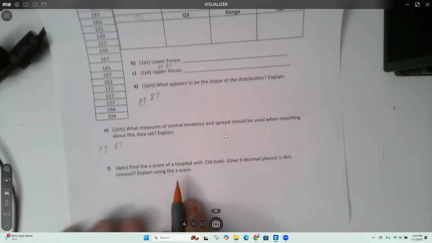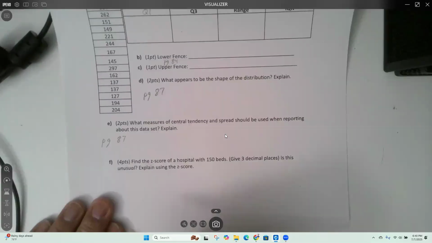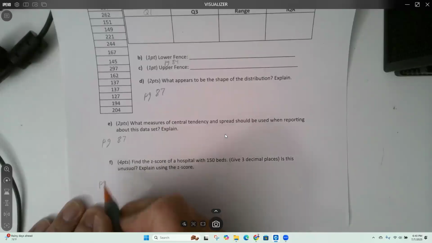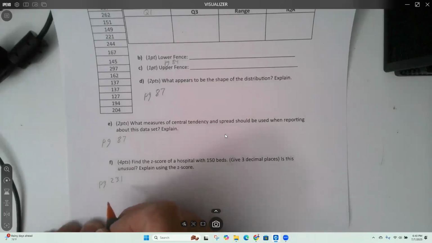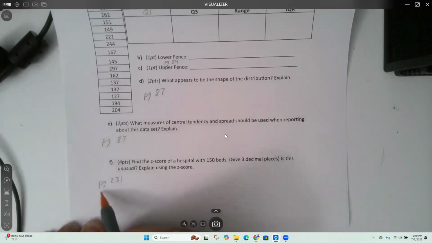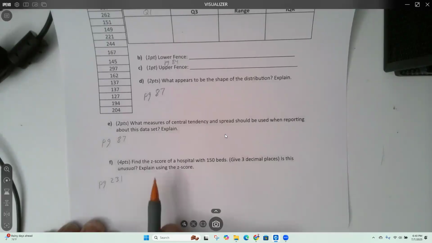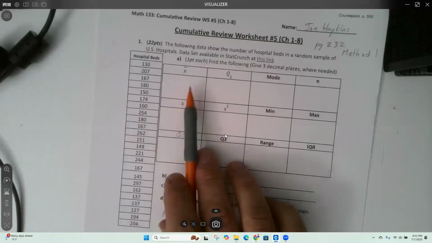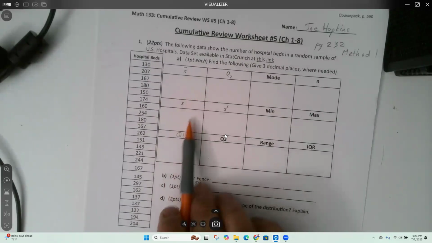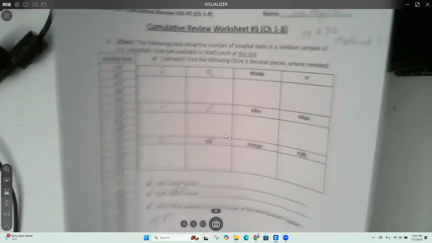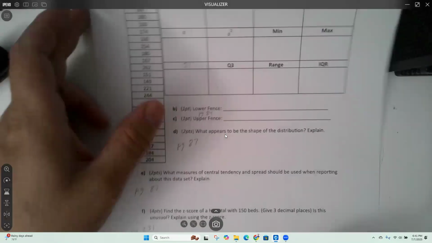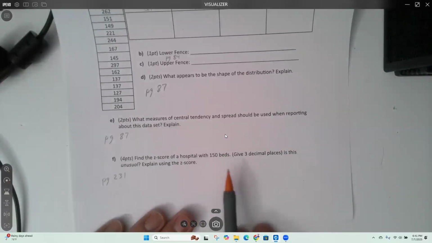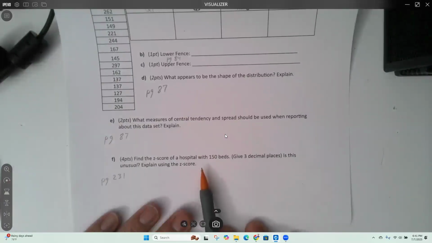Find the z-score of a hospital with 150 beds. That is on page 231. There's a formula for that, right? You take the X value they give you, and then you subtract the mean, and then you divide by the standard deviation, and that gives you a z-score. Now, the z-score could be any number. It is not a probability.